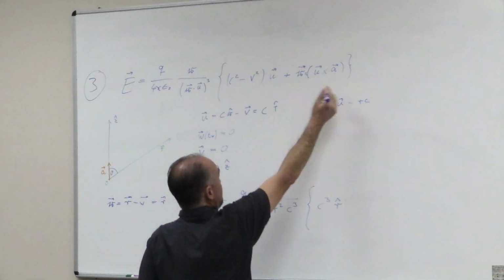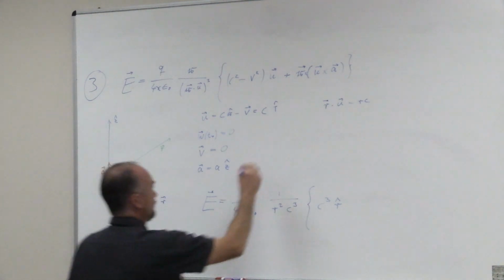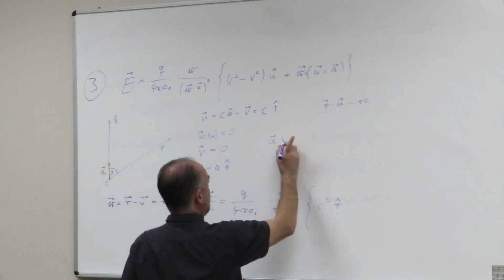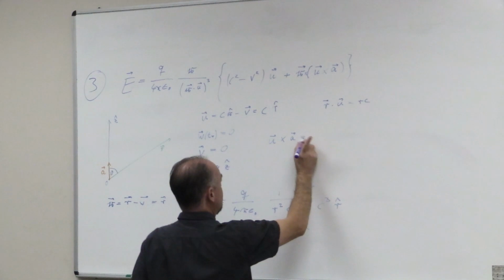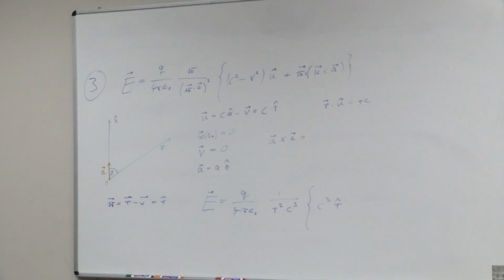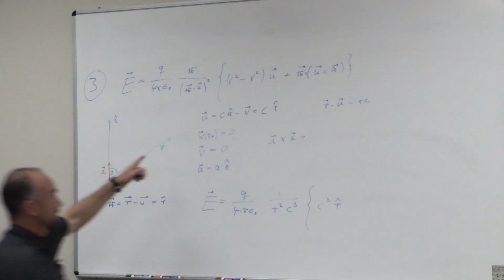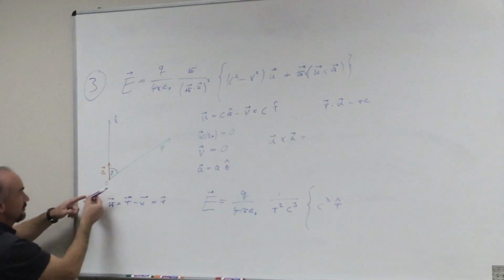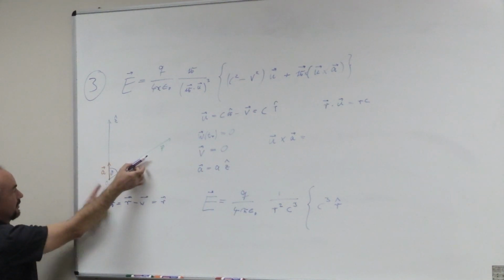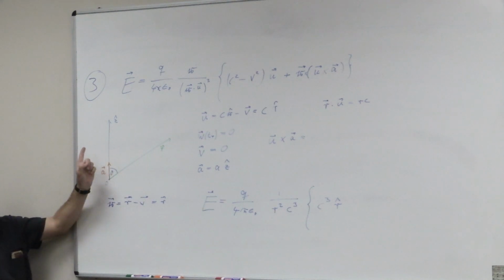And what is this thing here? Let's start from the right. It is u cross a here. U cross a. Well, u is just our unit vector. So u goes in this direction. It's r cross a. In which direction is that pointing?